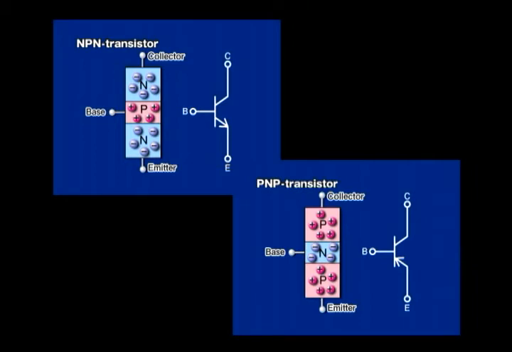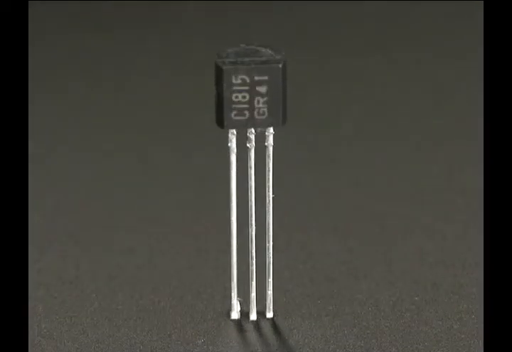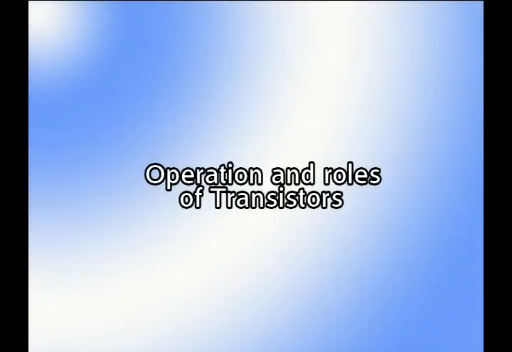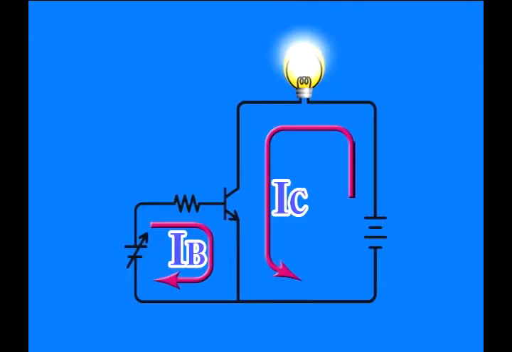In terms of structure, transistors can be classified into 2 types, the PNP and NPN. The transistor is a semiconductor device with 3 terminals, the collector, base, and emitter. The transistor is a semiconductor device that functions like a water tap.